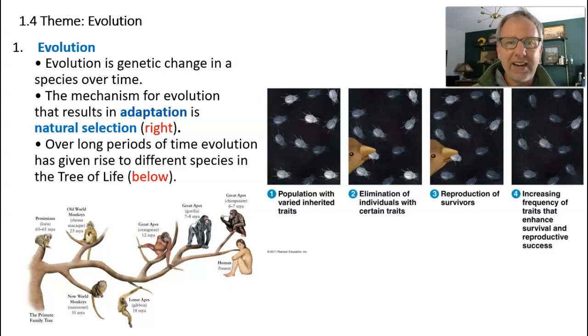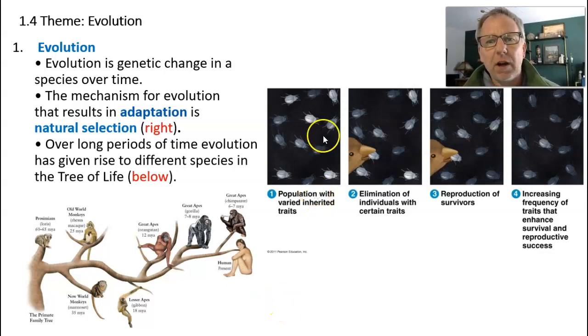Now look at the right-hand side of the slide. I've got a diagram from a different source showing how natural selection works and how it results in evolution. Let me go over this with you quickly. Check it out. We've got a population of beetles. That's step number one. And they're different colors. Some are light gray, some are medium gray, some are dark gray.